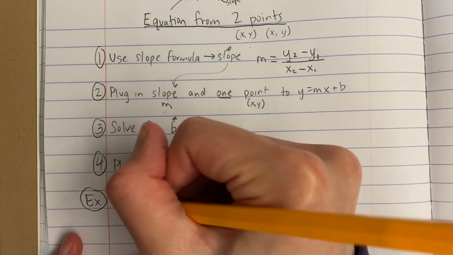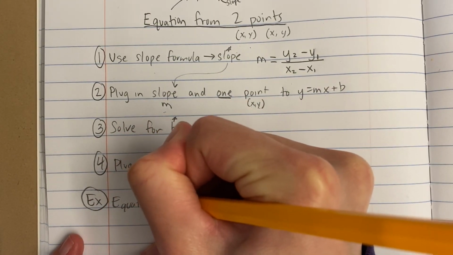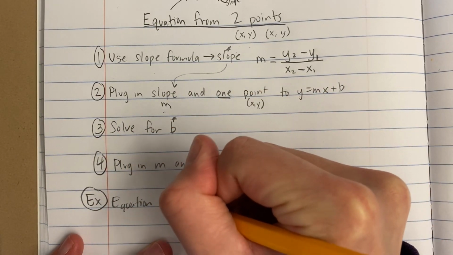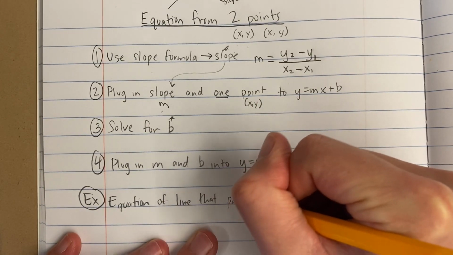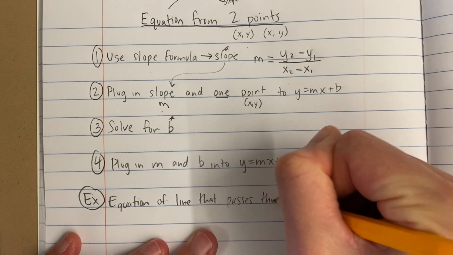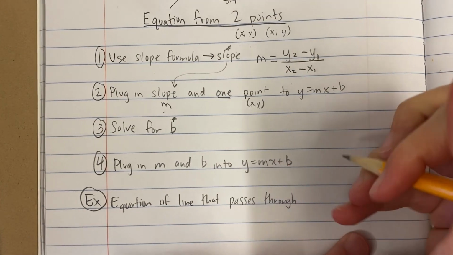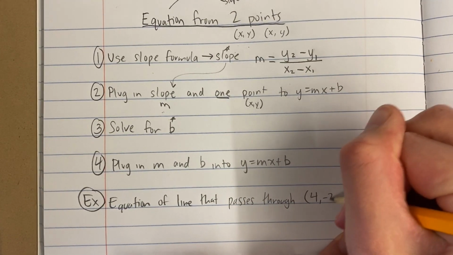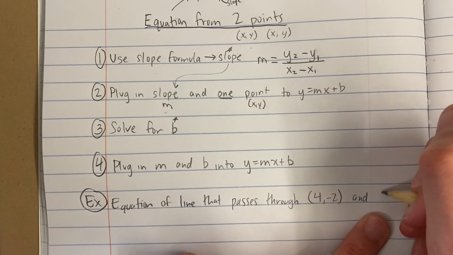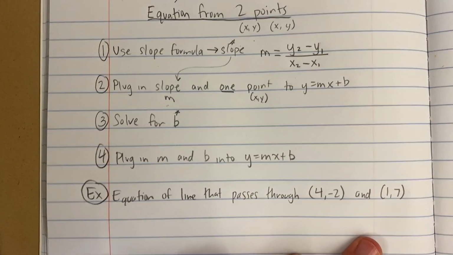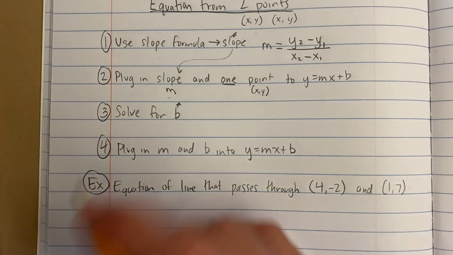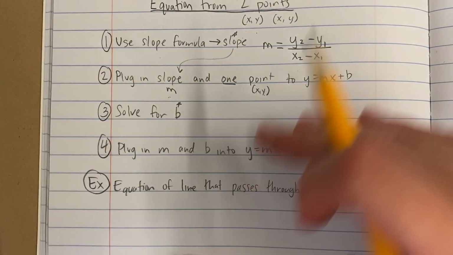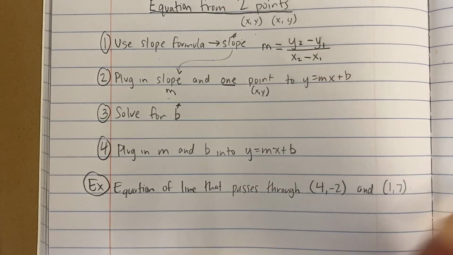So let's say I want the equation of the line. The question is asking you for the equation of the line that passes through (4, -2) and (1, 7). Okay, so that's what I want. Now look, in my example, I'm going to number my steps with these so you can kind of see the example and the directions.